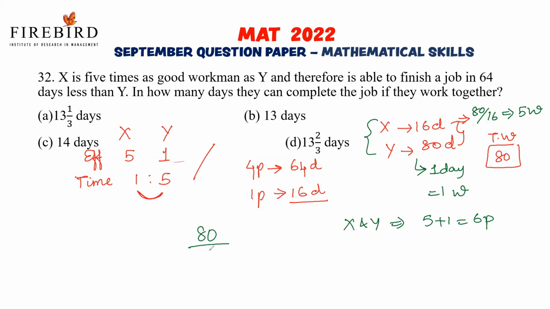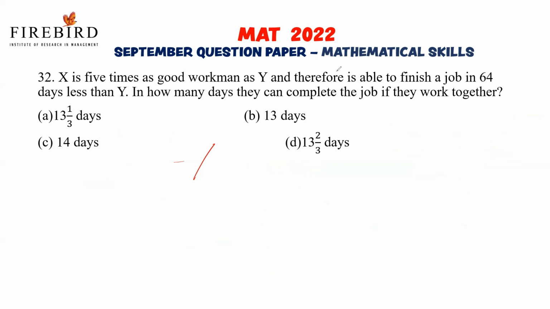So there are 80 works in total, right? So 80 by 6. What is 80 by 6? 40 by 3. So 40 by 3, you can write it as 13 1 by 3 days. Okay, they'll take 13 1 by 3 days to complete the work. So I think there are a few questions they have asked based on time and work, right?